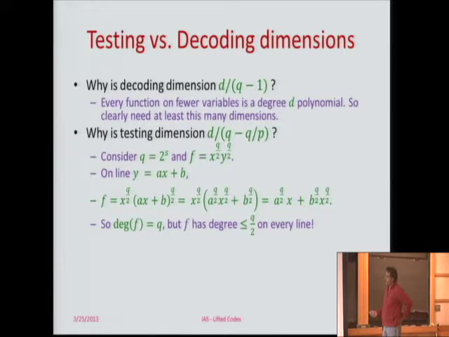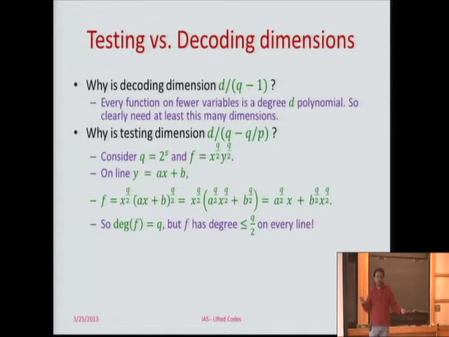Well, the first term is a to the q over 2 times x to the q, but x to the q is the same as x. We are working over a finite field of characteristic q, x to the q equals x, plus b to the q over 2 times x to the q over 2. So the degree of this polynomial is q, but it looks like a degree q over 2 polynomial on every line. Of course, no line is going to reveal that it is a polynomial of degree q.